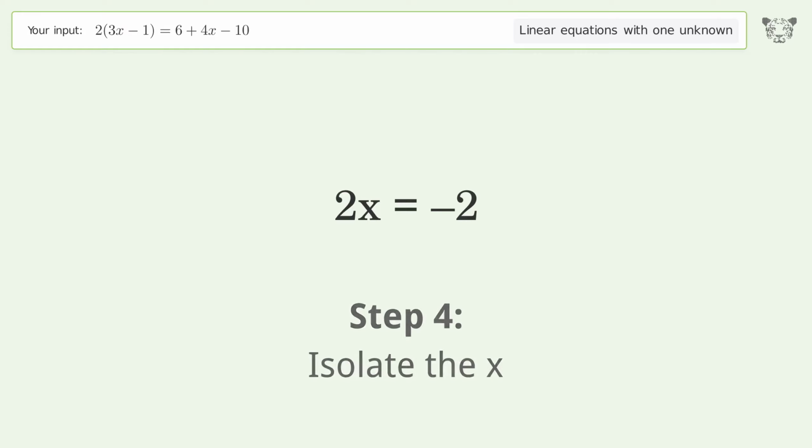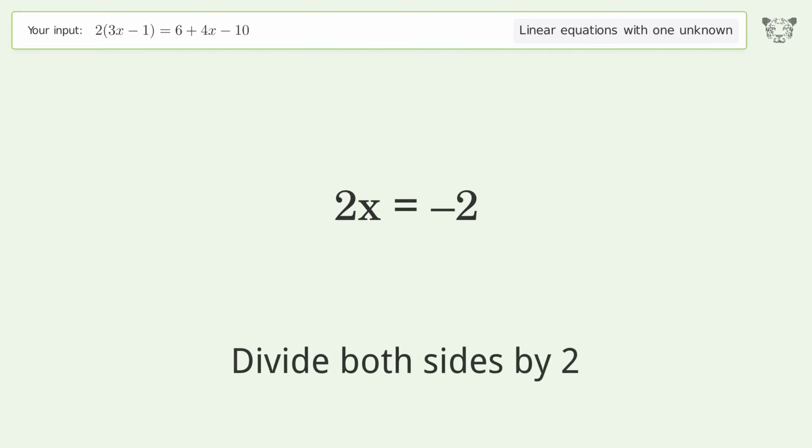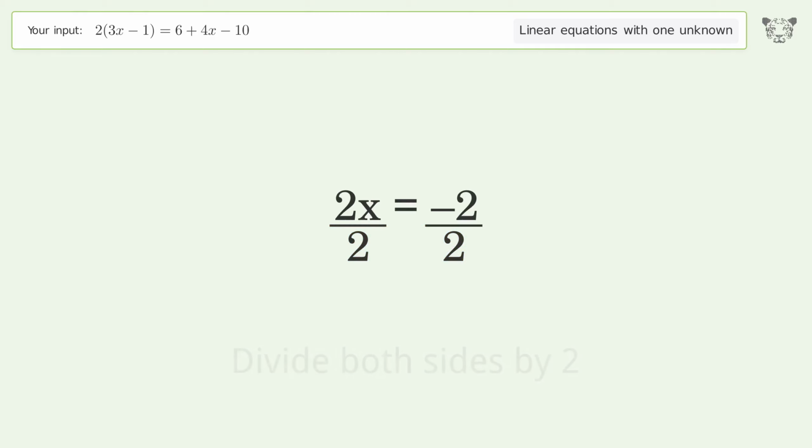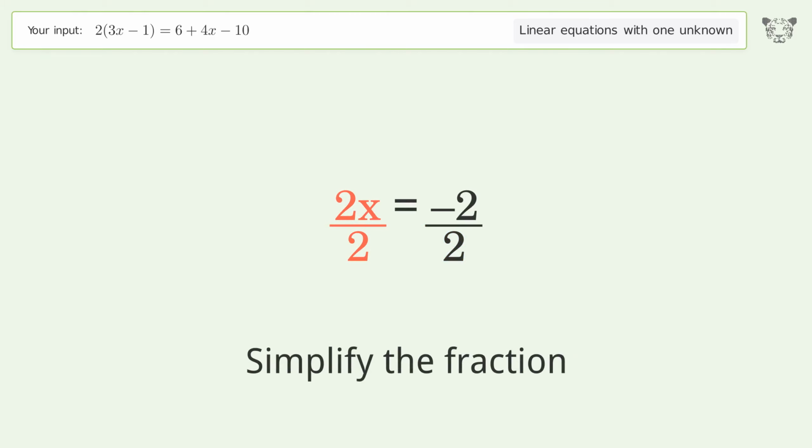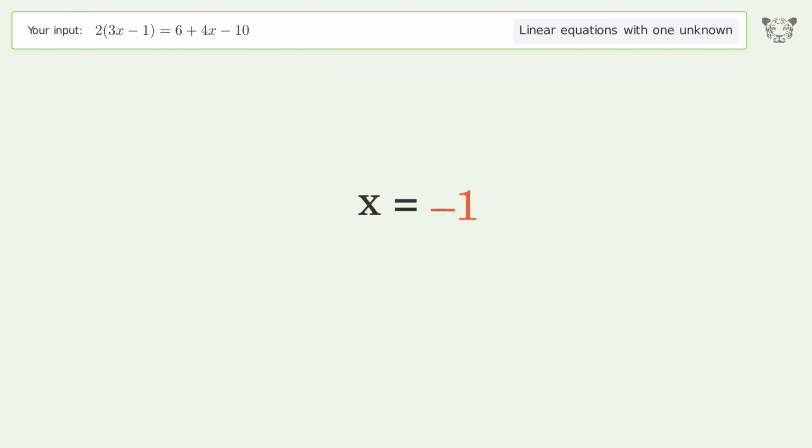Isolate the x. Divide both sides by 2. Simplify the fraction. And so the final result is x equals -1.